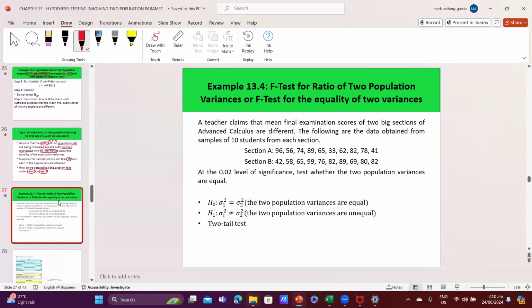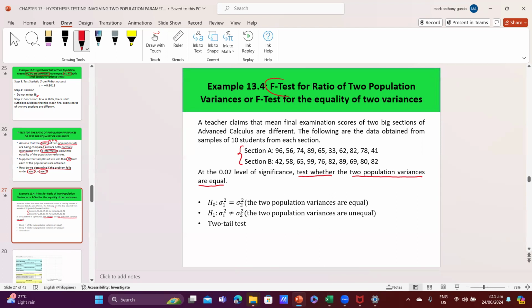To illustrate this, let us use again our problem in example 13.3. But this time, what we want to know is whether the two population variances are equal or not. A teacher claims that the average final exam scores of the two big sections of advanced calculus are different. The following are the data obtained from samples of 10 students from each section. At the 0.02 level of significance, test whether the two population variances are equal.